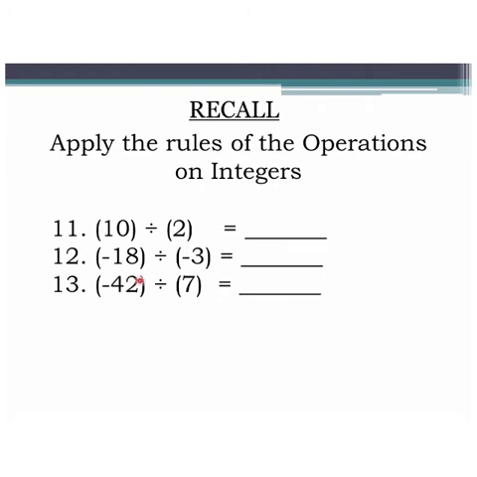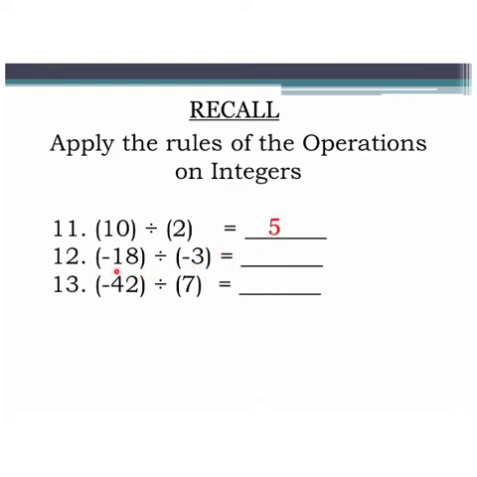Then this is division of integers. Number 11, 10 divided by 2. Both integers are positive. Try to recall the rule for the division of integers. This is rule number 1: dividing the same sign, the quotient is positive. So 10 divided by 2 is positive 5.